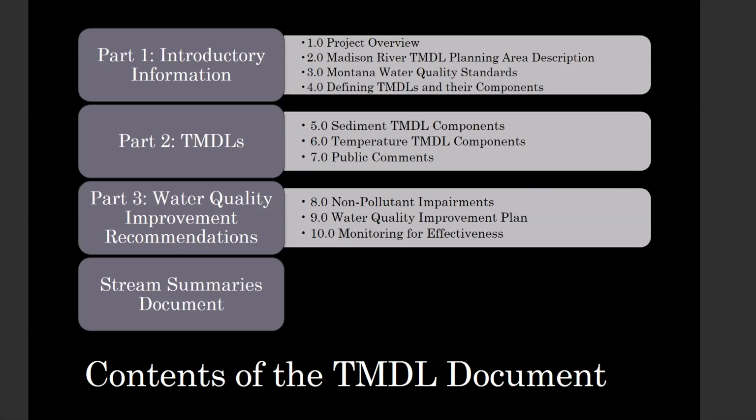So I want to talk a little specifically about what's actually in the document. It's divided into 3 parts, which looks a little different than some of the other TMDLs that we've put out before. We've talked about all 3 of these parts today, but part 1 includes a project overview that's much more detailed than what we went over today. There's also a description of the full planning area, which includes quite a few maps and a lot more detail than we talked about today. There's a review of the temperature and sediment water quality standards, and there's a more detailed overview of the components of developing a TMDL and defining those.